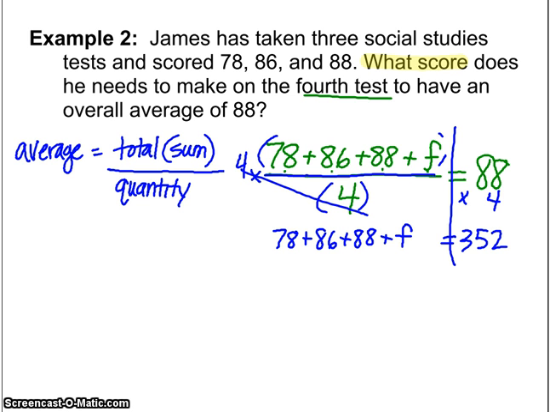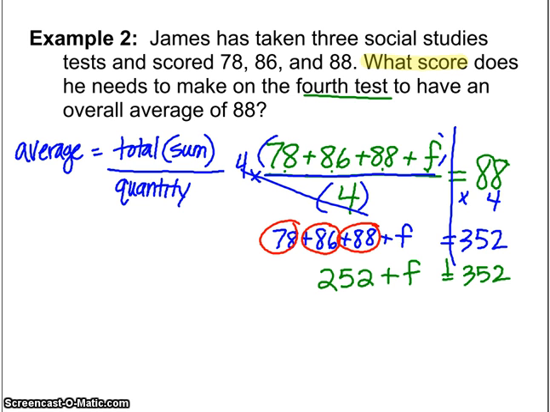And so now hopefully you're looking and saying, well, I could combine a couple of these things. None of these test scores have variables attached to them, so we could go ahead and tally these. 78 plus 86 plus 88 is 252. So we have 252 plus F equals 352.